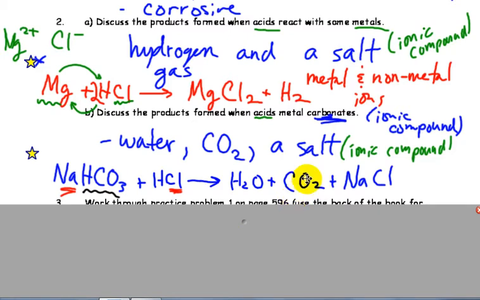Okay, so those are two characteristic reactions of acids. One with metals, where we get hydrogen gas produced. So if you want to make hydrogen gas, have a metal combined with an acid. Or here's a common one used in baking, making nice fluffy bread by the carbon dioxide gas that's produced when baking soda reacts with an acid, which of course with baking we'd be looking at vinegar.